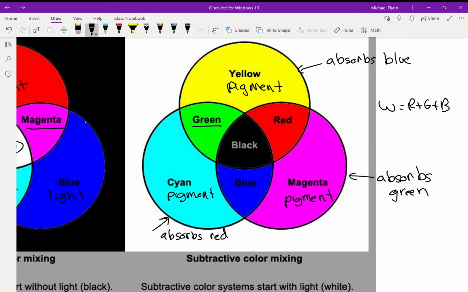And then what happens is, if yellow absorbs blue and cyan absorbs red, when you mix them together, you're subtracting. Like here, if you have red, green, and blue, but the yellow absorbs the blue, so we'll cancel that one out. The cyan absorbs the red, so we'll cancel this one out. And together, cyan and yellow make green. That's the only one that's left. So that's how subtractive color theory works.